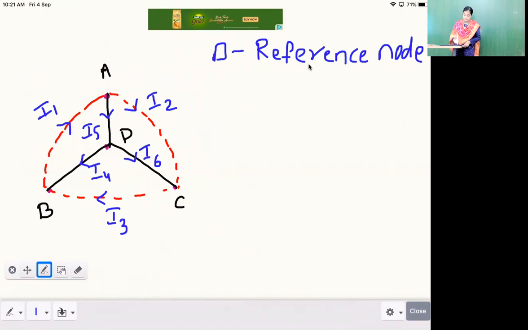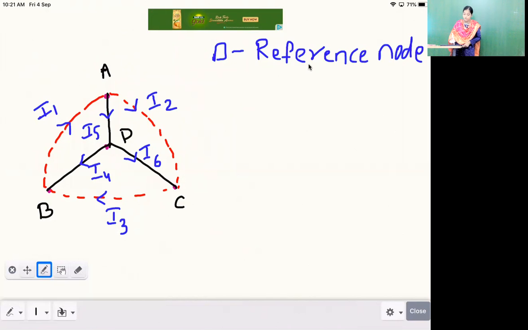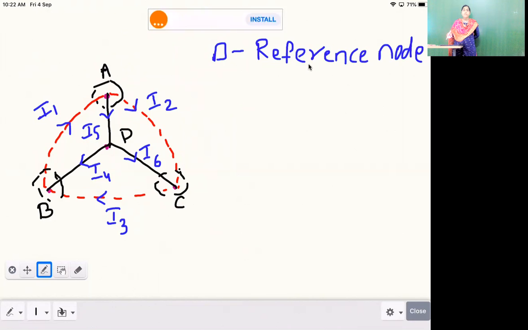Now what do you need to do in order to write a cut set schedule? Okay. So let me consider the nodes now. What you have to do is draw a small circle around A, B and C. Okay. Now let us first consider A. If I consider A, there are three branches associated with A. That is, I1, I2 and I5.